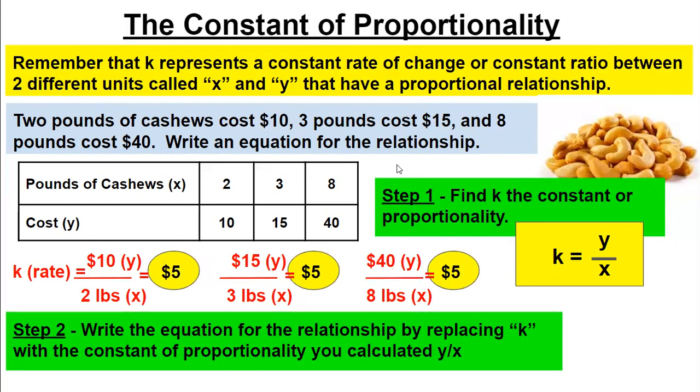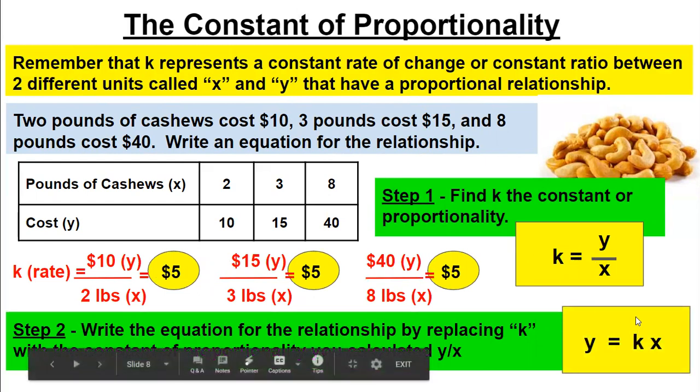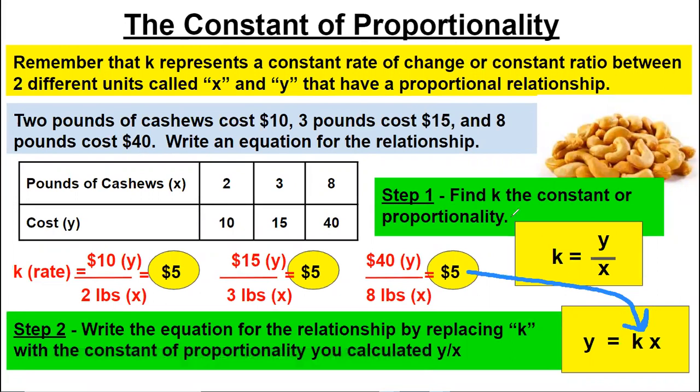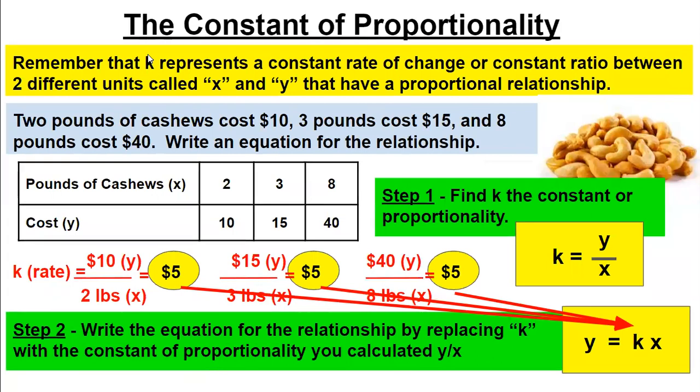So step 2, write the equation for the relationship by replacing K with the constant of proportionality that you calculated in Y divided by X. So there is the manipulation algebraically of our formula up here. This is the way we can write it now. Y equals KX. We're just going to plug this 5 in for K, and we'll have our equation. Yep, 5 is going to go for K. So there's our equation. Y equals 5X. You leave the Y and you leave the X in the equation.